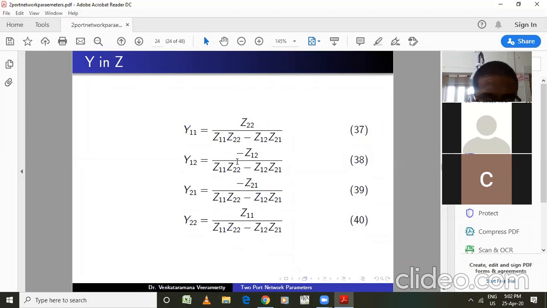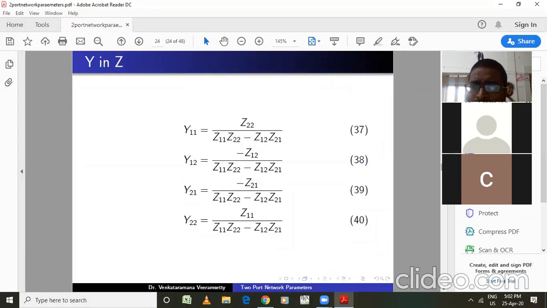So Y12 equals minus Z12 by something, and Y21 equals minus Z21 by something. If Y12 equals Y21, we can make these two equal. As per the reciprocity condition, we concluded that if Y12 equals Y21, then the given network is a reciprocal network. If these two are equal, both denominator terms will cancel, then Z12 equals Z21.